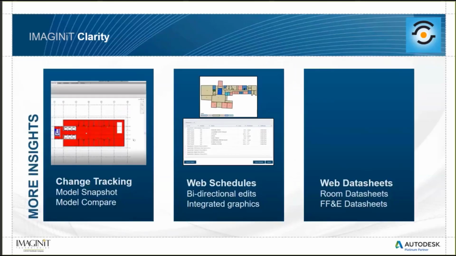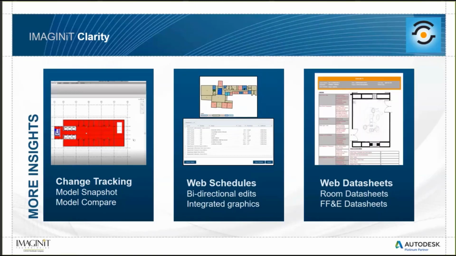The next thing, of course, Clarity does is insight. So we have the change tracking. We can look at web schedules. We can make bi-directional edits. And I'm going to show all this in the Clarity environment, of course, in a minute, but I just want to go over the key features first. And of course, we can also create those web data sheets, or any type of data sheet, about any object type within the model.